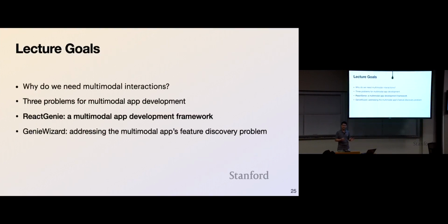So that's the three problems and the very rough solution that I just presented. Now I'll go into the details of how I have implemented the React Genie framework using all of the solutions I presented to solve all the problems I just presented.